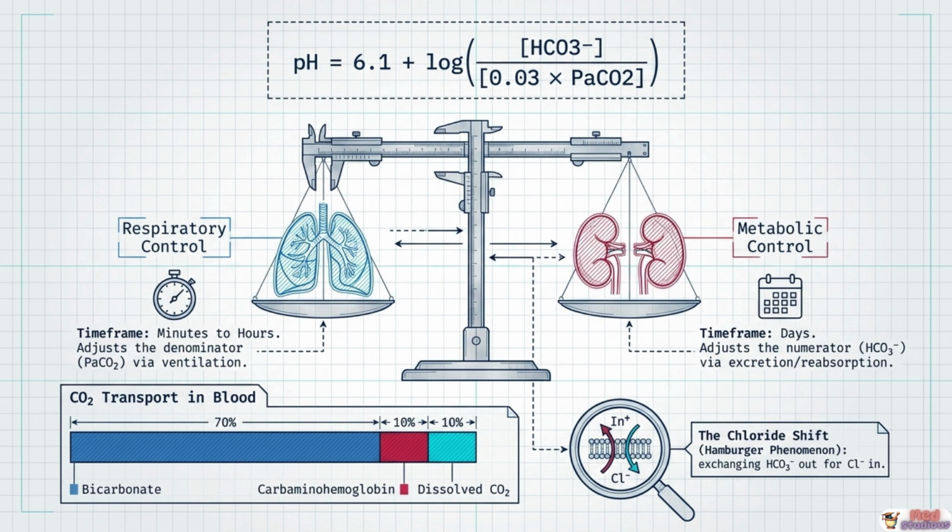Beyond acid-base balance itself, carbon dioxide transport in blood occurs through 3 distinct mechanisms. 70% travels as bicarbonate, 10% binds directly to hemoglobin as carbaminohemoglobin, and 10% remains simply dissolved in plasma. The chloride shift, also called the hamburger phenomenon, describes the essential ion exchange maintaining electrical neutrality during this process. Bicarbonate exits the red blood cell, while chloride simultaneously enters to take its place.